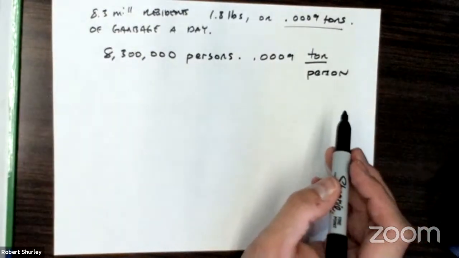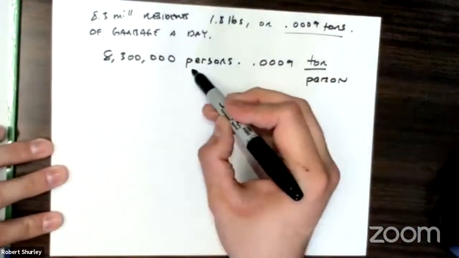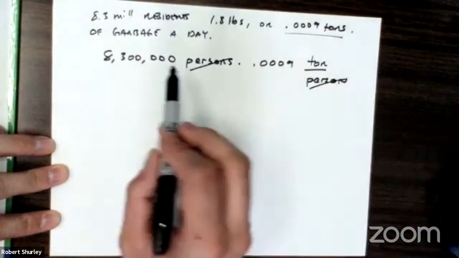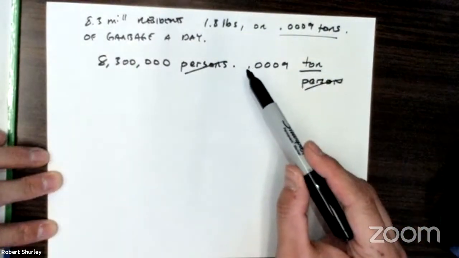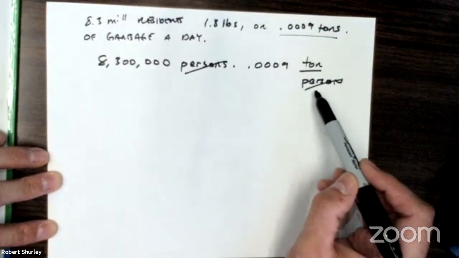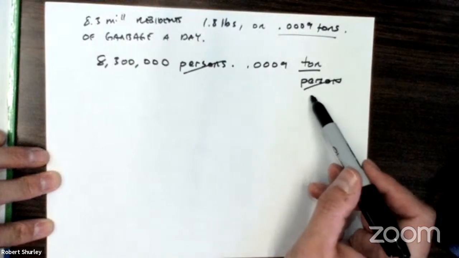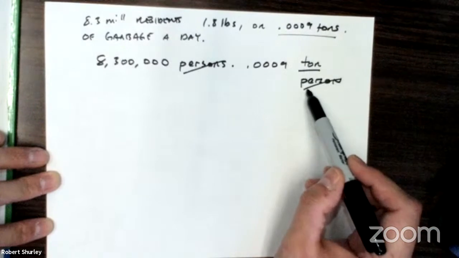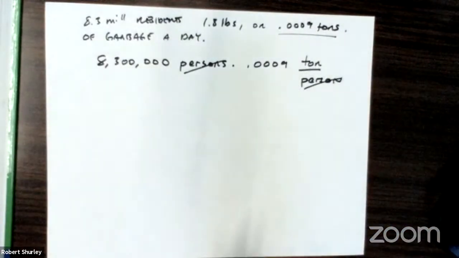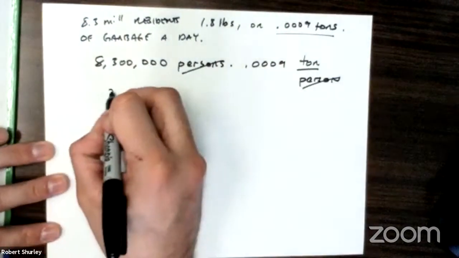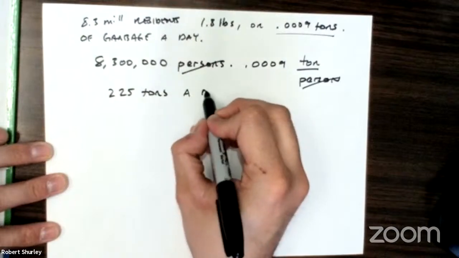Right? So your friend quickly presses calculator buttons and tells you the answer is 225. But notice the people cancels, right? If you've got 8.3 million people times, you think each person produces 0.009 tons of trash a day, so that's tons per person a day. That'll leave you with tons. So if you calculate that, I assume the book says it's 225 tons a day.